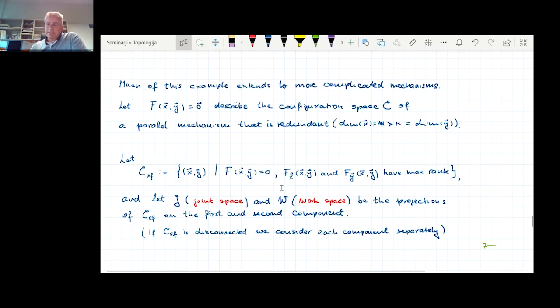And as I mentioned before, it often, almost always happens that this entire space is disconnected. So here I consider one component at a time. I take one component and work within this one component because I do not allow moving through singularities, which means that I stay within the same component. Okay.